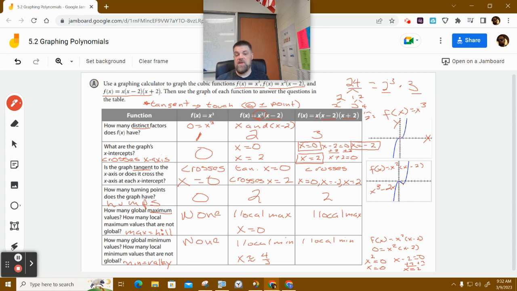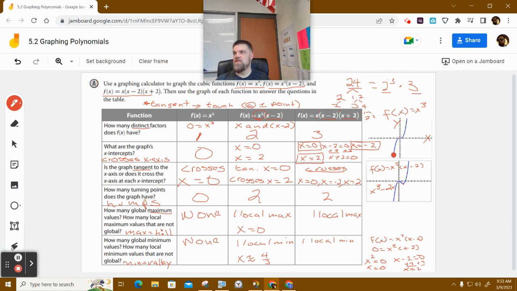But anyways, because all of these factors are raised to a power of 1, in other words, this is x to the first power, this is x minus 2 to the first power, this is x plus 2 to the first power, they're all going to cross because the multiplicity is an odd number, which is 1. Where is it going to cross? At 0, negative 2, and 2. How many humps is it going to have? It's going to look very similar to this one. They call them turning points because it's going up, then it turns around, then it goes down, then it goes up. Those turning points are always going to be 1 less than the power.